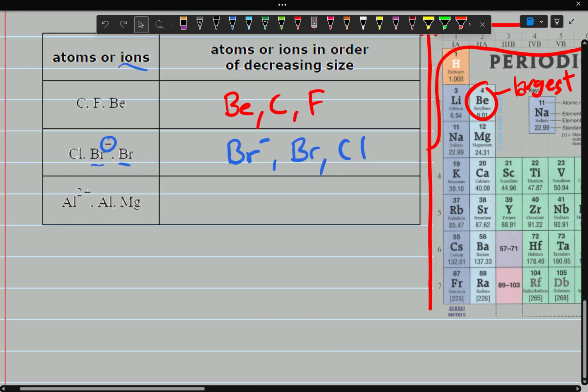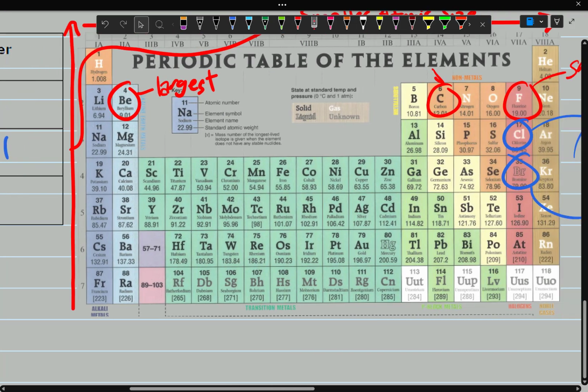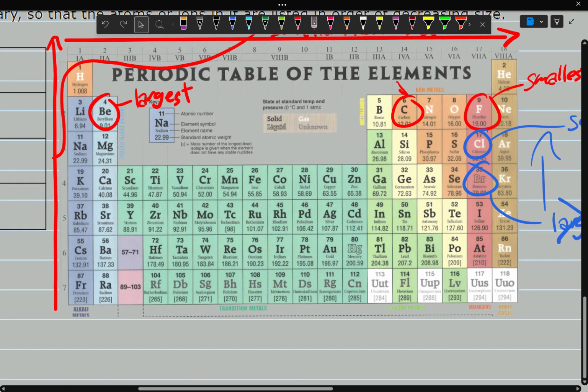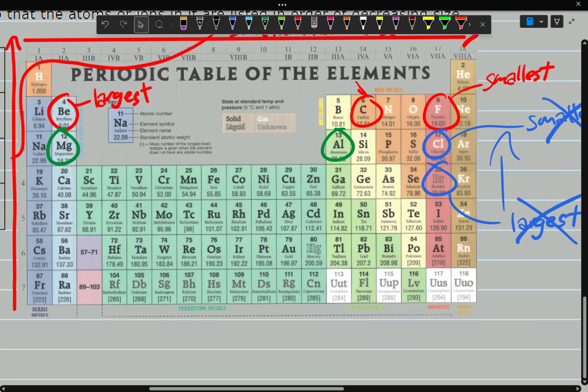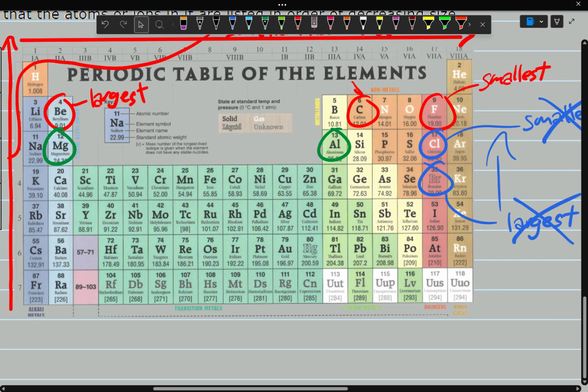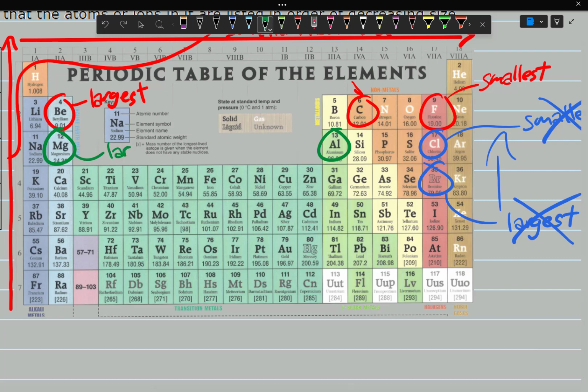we have Al2+, aluminum 2+, aluminum neutral, and magnesium. So magnesium is here, and aluminum is here. Without making another mistake, we can see that magnesium is the largest, and aluminum is the smallest.